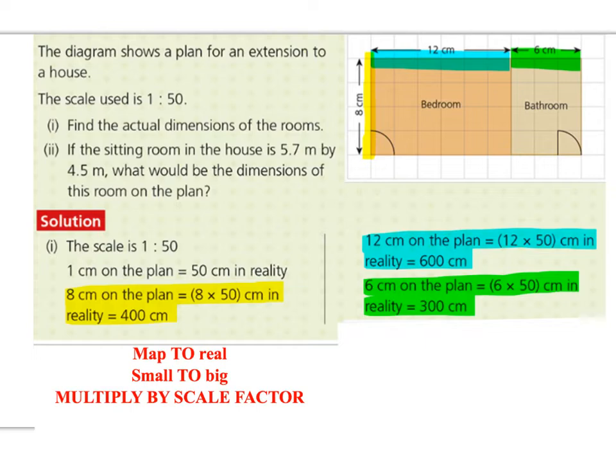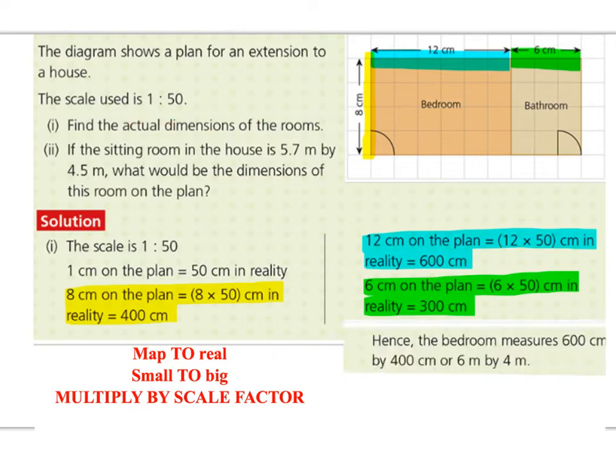Now we're after getting the measurements for the yellow wall, the blue wall and the green wall, but now we need to get the dimensions of the room. So focusing in on the bedroom now, we know that the bedroom measures 600 centimetres by 400 centimetres. So this is how we would describe the dimensions. So it's 600 centimetres by 400 centimetres.